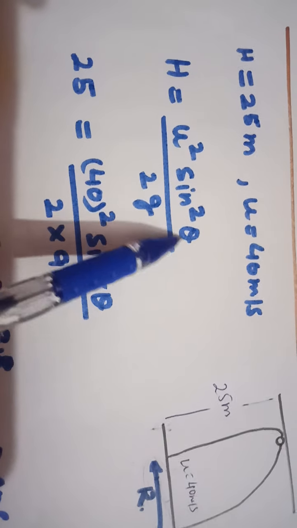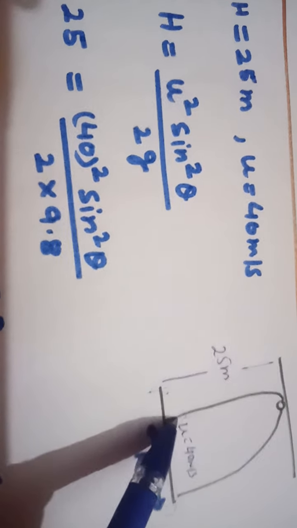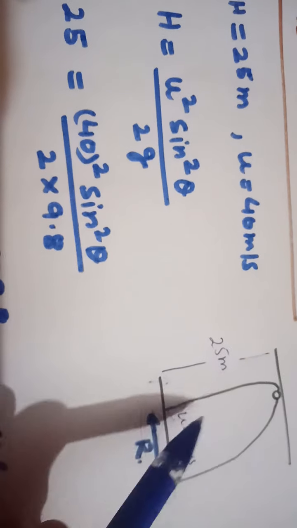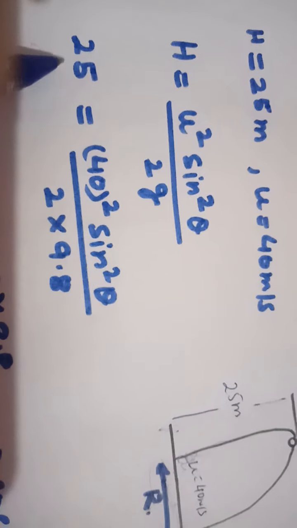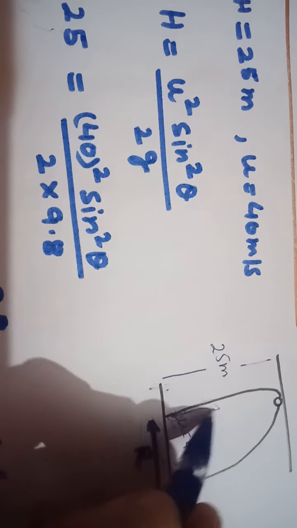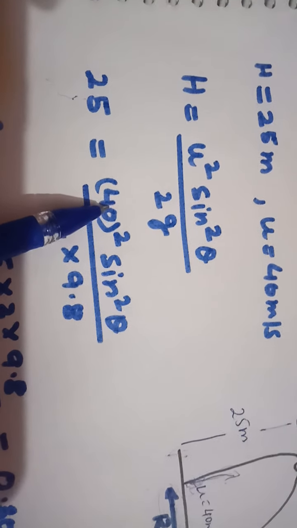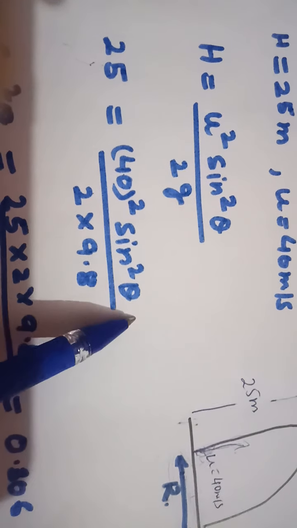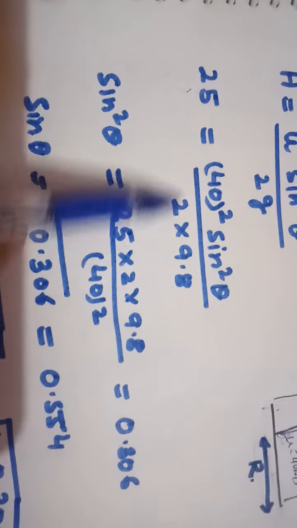If we consider theta as the angle of projection, because the ball is not going exactly in the vertical direction, it makes a certain angle with the horizontal direction. When you throw the ball like this, this is the direction of u. So 25 is the height and 40 is the velocity thrown, sin square theta upon 2 into the value of g, 9.8. From here we will do cross multiplication.